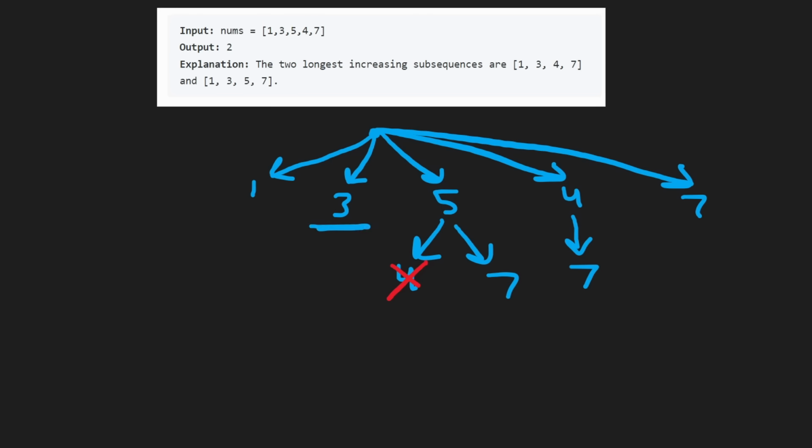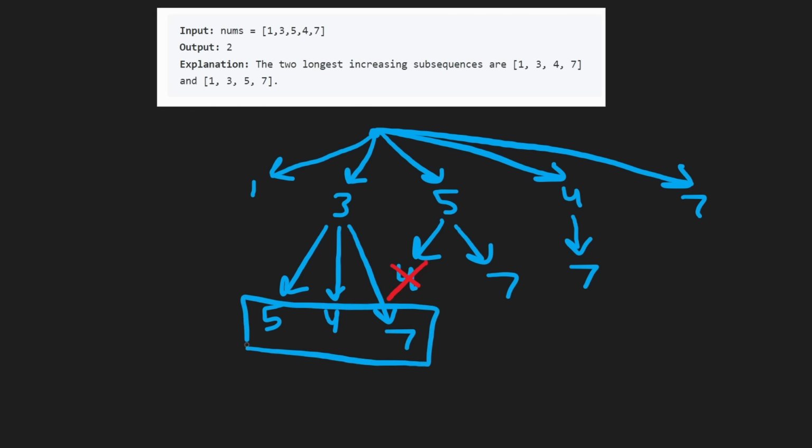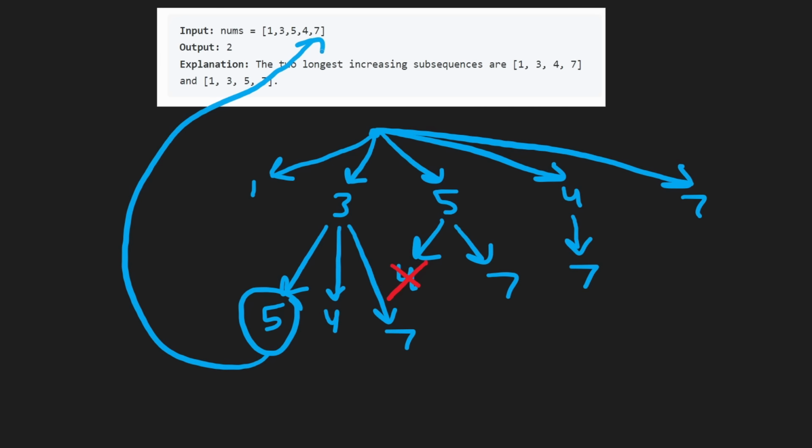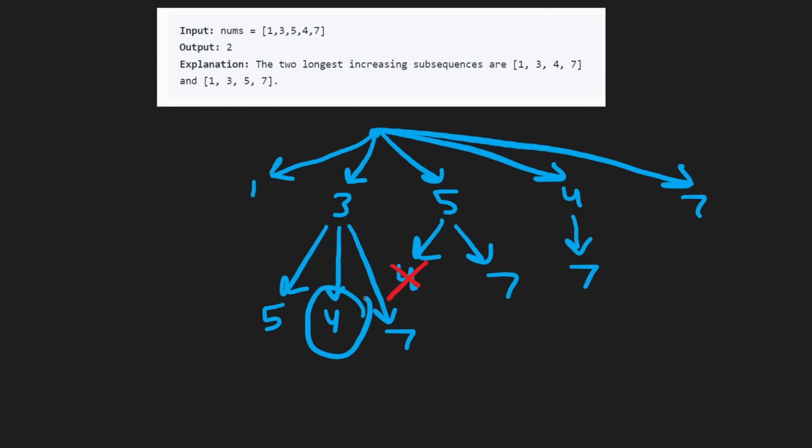And now let's move on to 3. We actually have 3 values that come after 3. We could pick 5, or we could pick 4, or we could pick 7. All 3 of these choices are valid because all 3 of these numbers are greater than 3. But so now we have some subproblems, right? For 5, we actually have a couple elements that come after it, 4 and 7. And for 4, we have exactly one element that comes after it, 7. And for 7, we know that there's no elements that come after it.